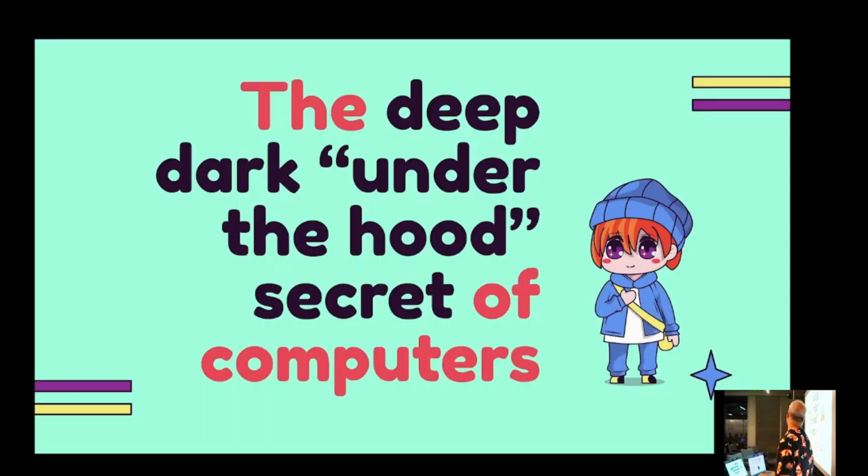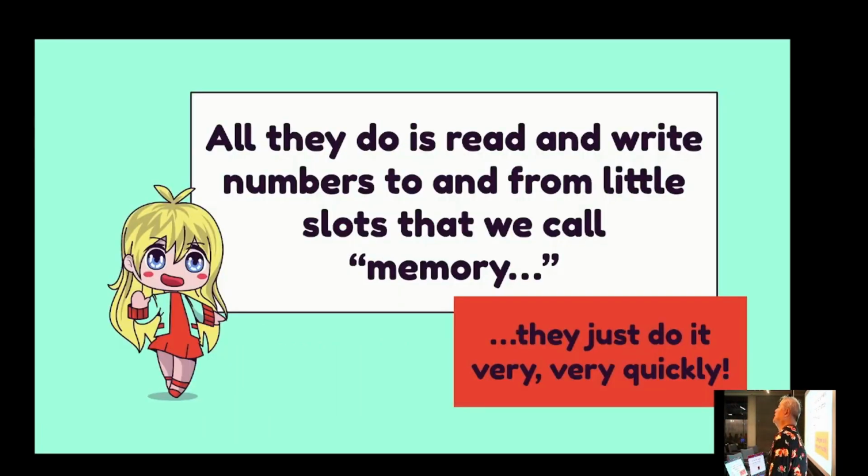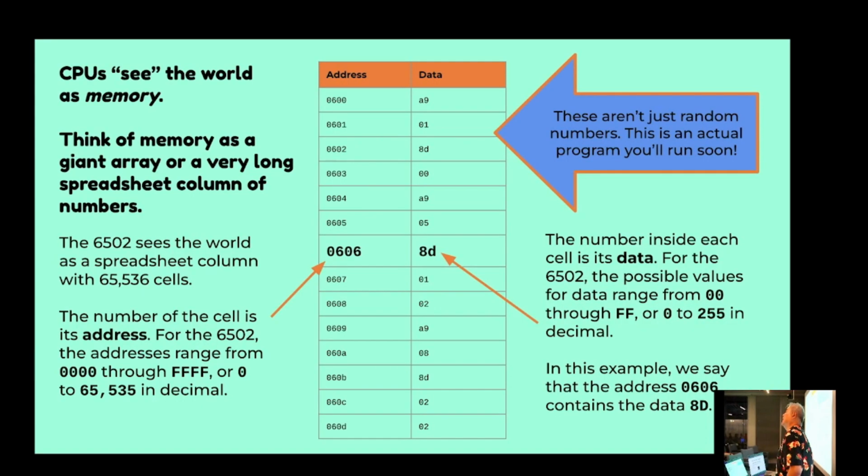Now here's the deep, dark, under-the-hood secret of computers. All they do is shuffle numbers back and forth between something we call memory. Now, the CPU, or a microprocessor, just basically sees the world as memory. You may think that these are random numbers I picked right here. This is actually a really quick program.